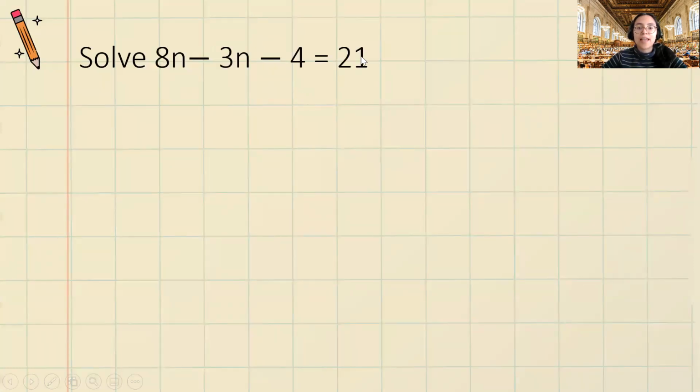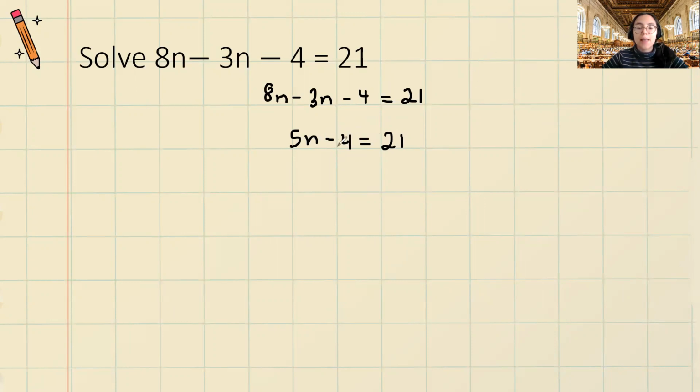Here I have 8n minus 3n minus 4 is equal to 21. So as you notice here, we have like terms. Okay, and what are we going to do with these like terms? We're going to actually combine them. So I have 8n minus 3n. This is going to be 5n. And I can bring everything else down. And now we can solve for n. Okay, so I have 5n minus 4 is equal to 21.